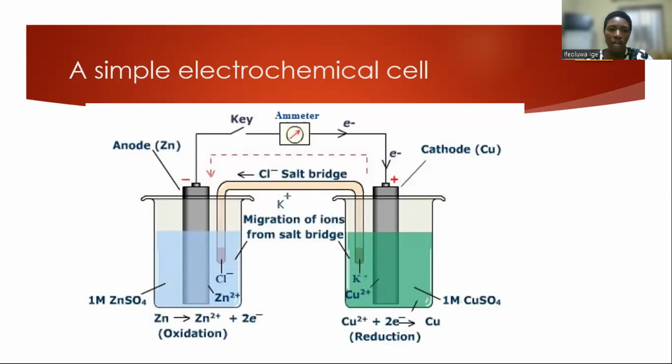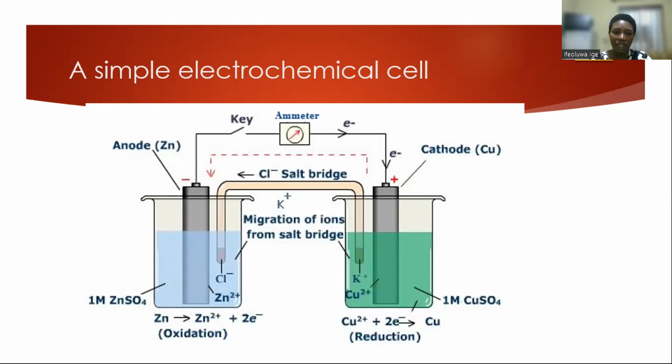If we notice, we have the anode side and we have the cathode side. In the anode side, we have the zinc sulfate. That zinc sulfate is what we call an electrolyte. Also, at the cathode side, we have the copper sulfate. The copper sulfate is also an electrolyte. We have zinc metal at the anode side, and we have copper metal at the cathode side.